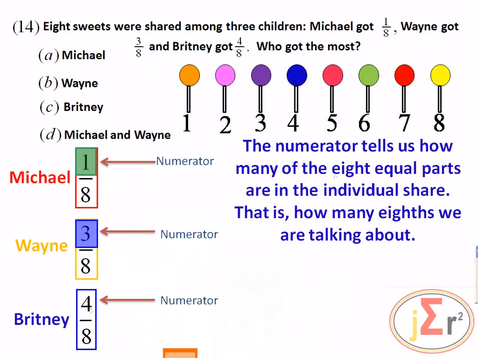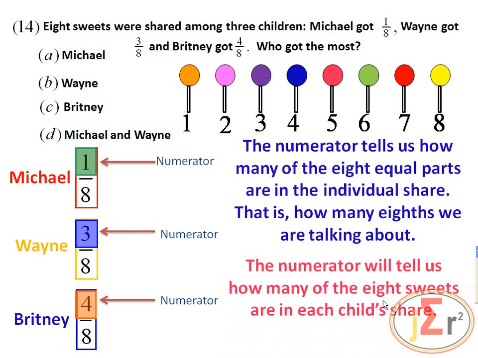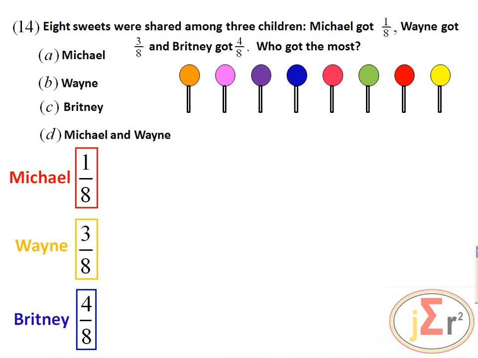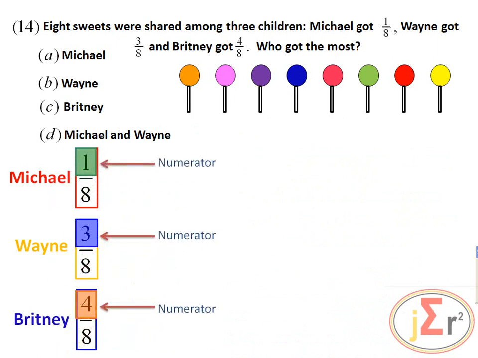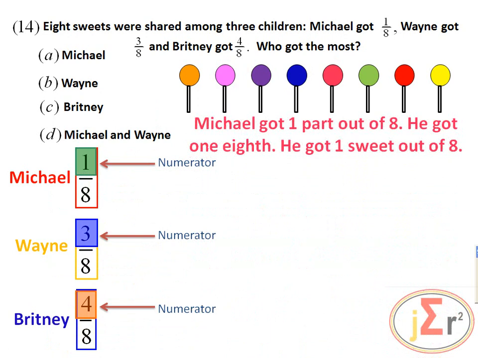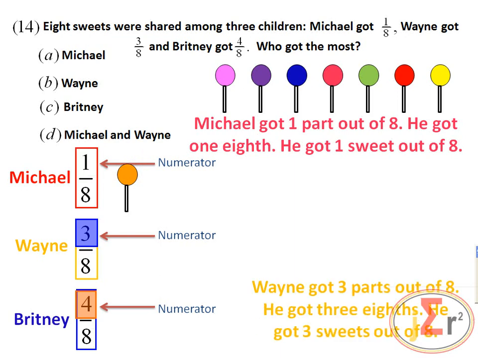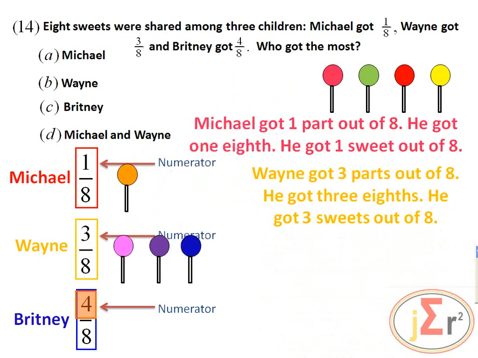So we have established that we have 8 equal parts. Now we are paying attention to the number of those 8 equal parts that we are talking about. The numerator will tell us how many of the 8 sweets are in each child's share. There we have our numerator highlighted again. Michael got 1 part out of 8. He got 1/8, 1 sweet out of 8 sweets. Wayne got 3 parts out of 8. He got 3/8, so he got 3 sweets out of 8.